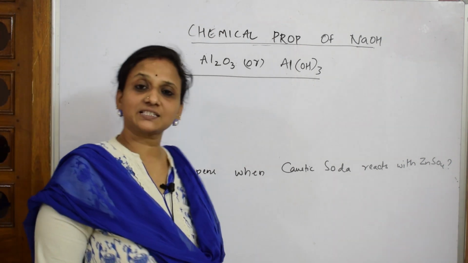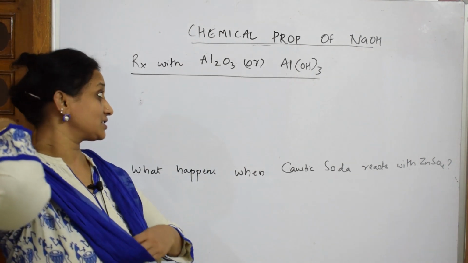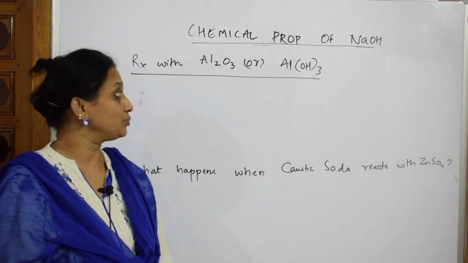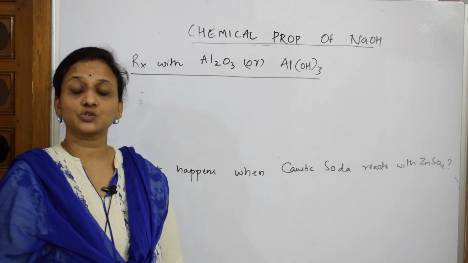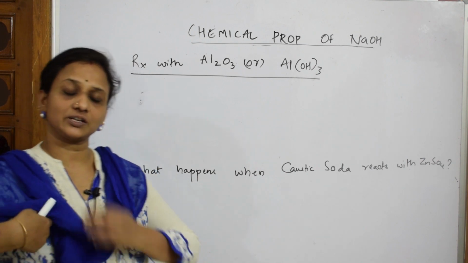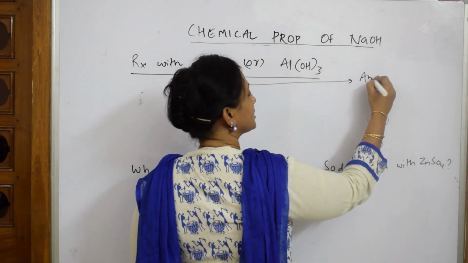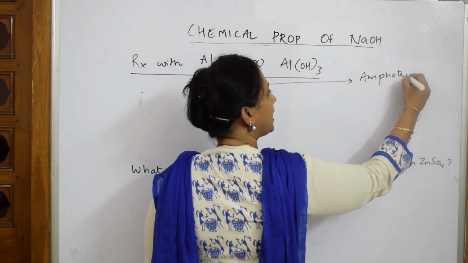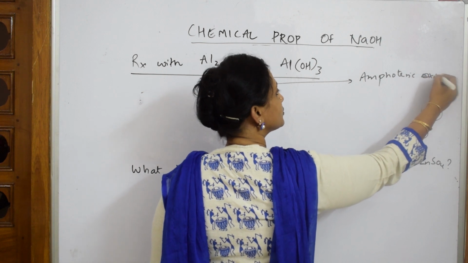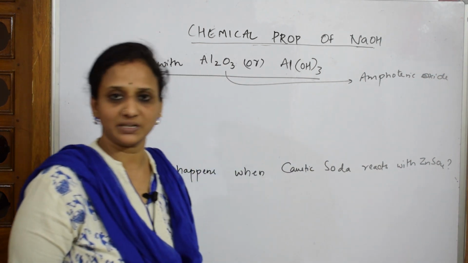Right, now let's come back and see one more reaction, that is with aluminium oxide, or alumina, or aluminium hydroxide. So what is the speciality of aluminium oxide or alumina? Alumina is an amphoteric oxide. This is what you have studied. Now what is an amphoteric oxide? An amphoteric oxide is something which is going to react both with an acid and a base, isn't it?